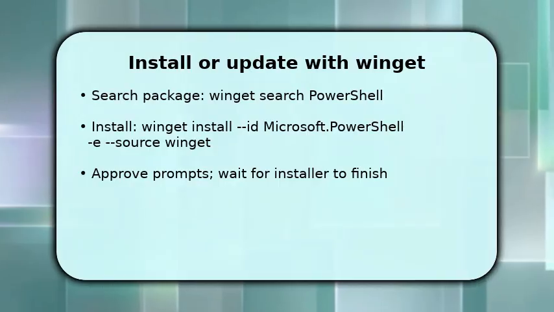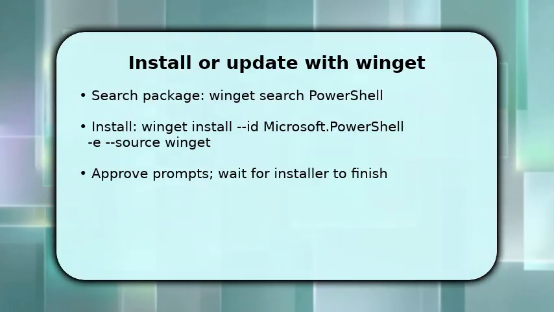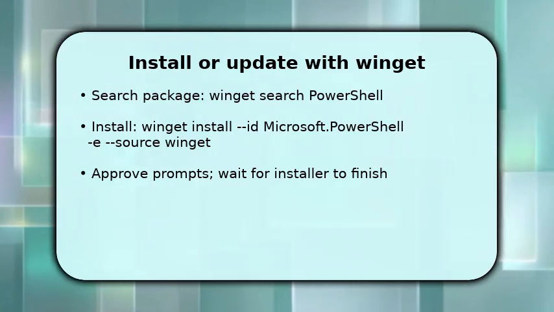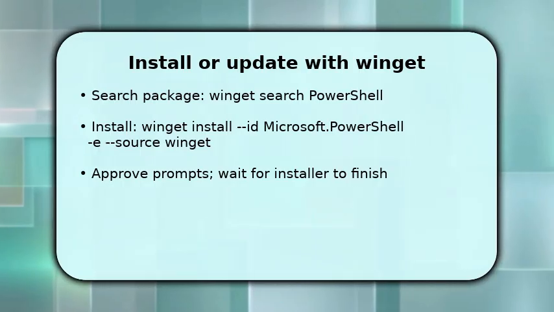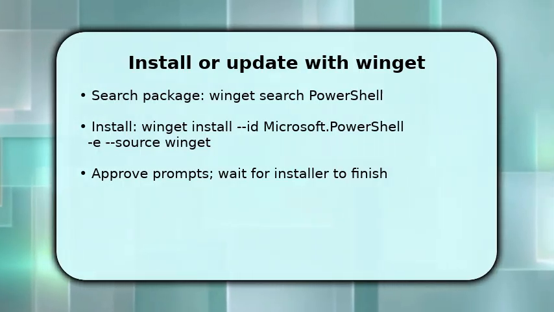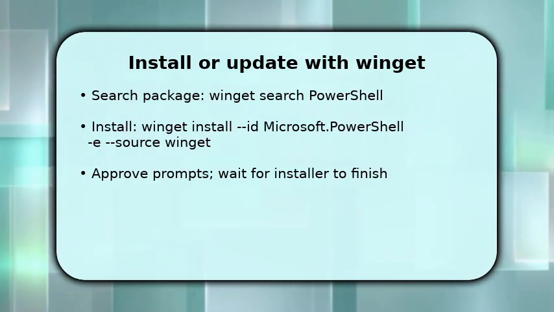First run winget search PowerShell to pick the correct package ID. Then run winget install --id Microsoft.PowerShell --source winget and approve any elevation prompts. Winget downloads and runs the official installer for you.